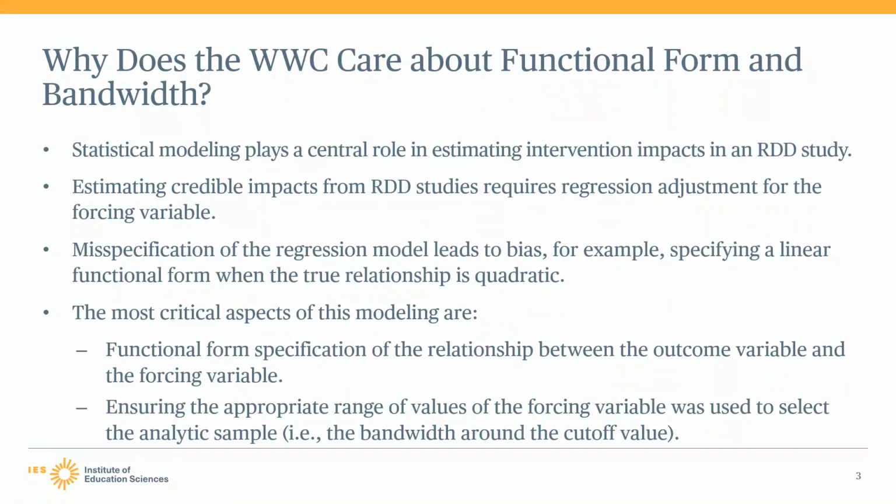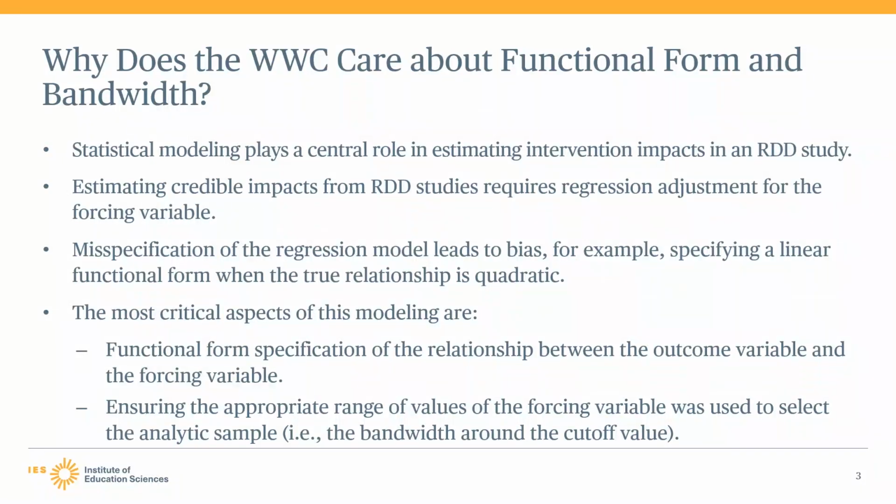As described in previous modules in this training series, estimating credible intervention impacts from RDD studies requires some sort of regression adjustment for the forcing variable in the impact analyses. As discussed earlier, two modeling approaches that are commonly used to reduce misspecification bias in RDDs are local regression and global polynomial regression. Misspecification in these regressions can lead to bias in impact estimation.